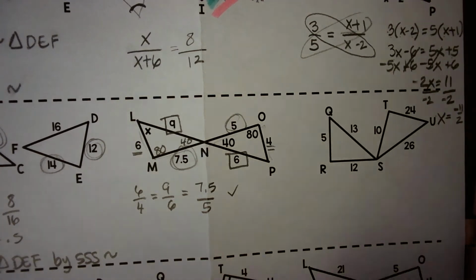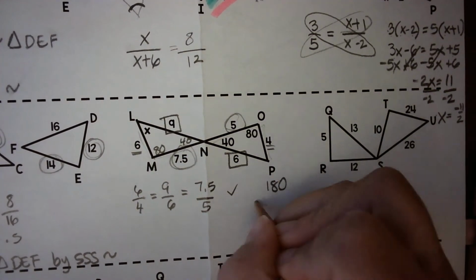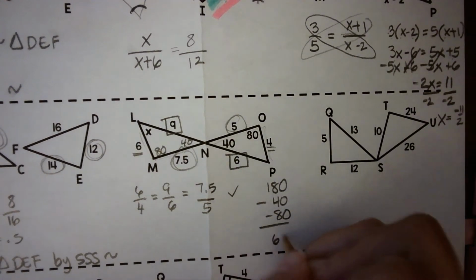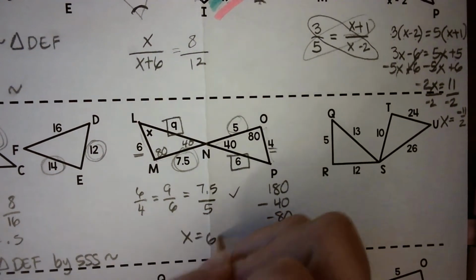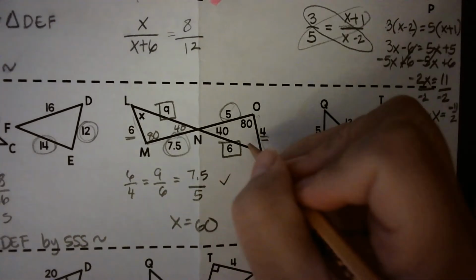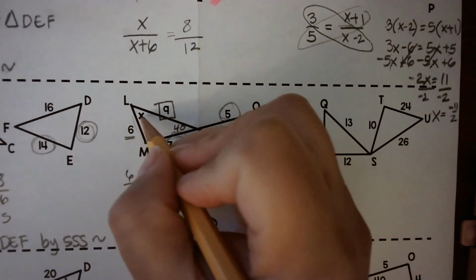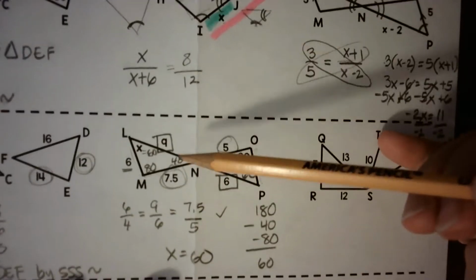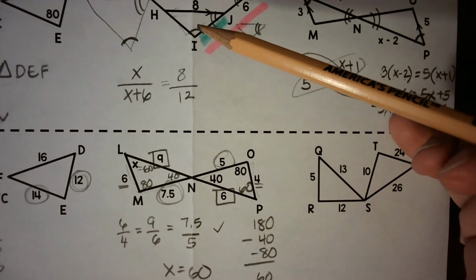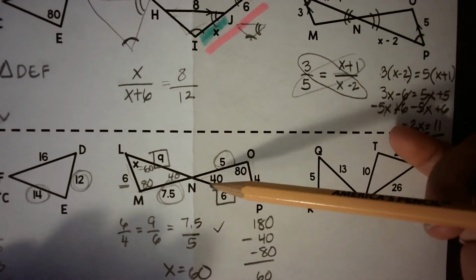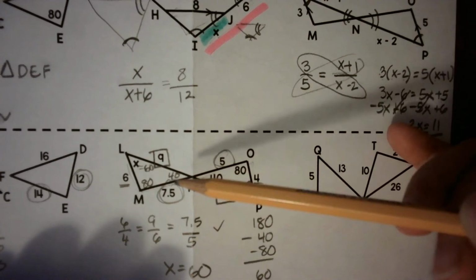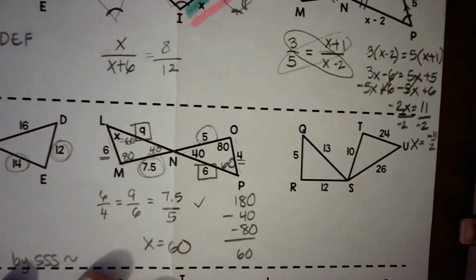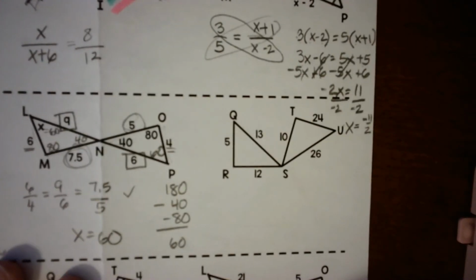So what's the angle that's missing? We do 180 minus 40 minus 80, and that's going to give you 60. That means x is equal to 60. Because this one is 60 right here, that means that this one has to be 60. So it kind of works off of this one right here. Once you know that two angles are congruent, then the third has to be equal to the other angle that's missing. All right.